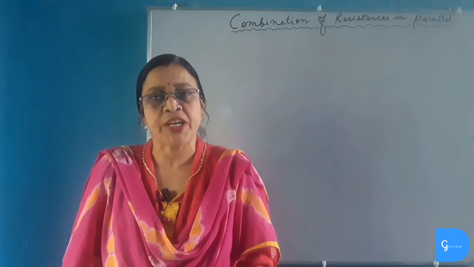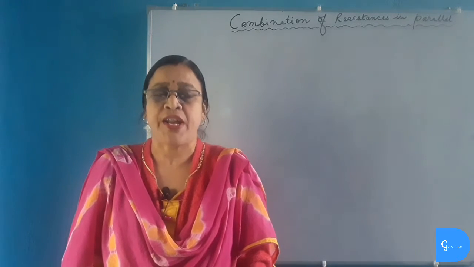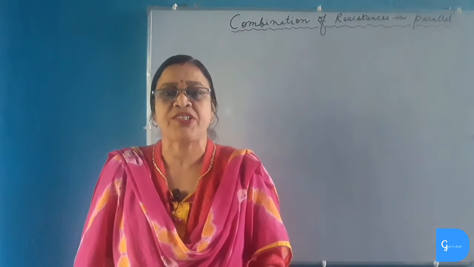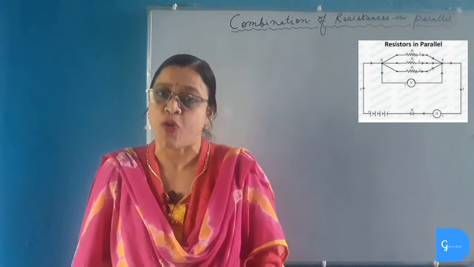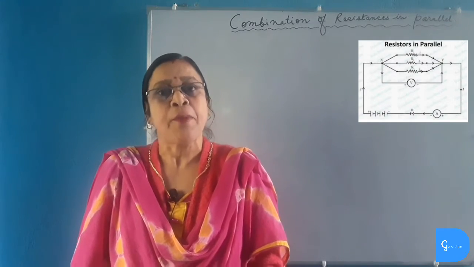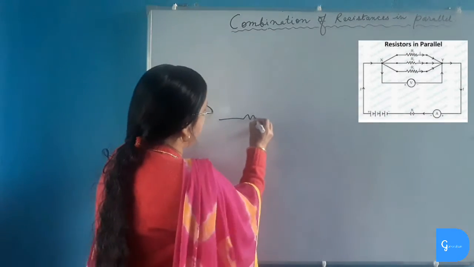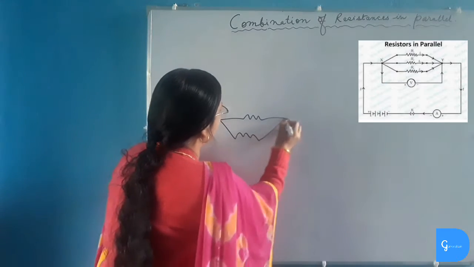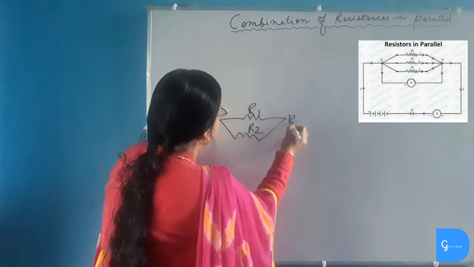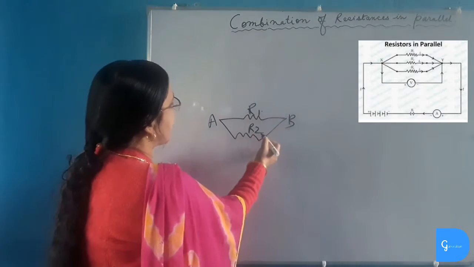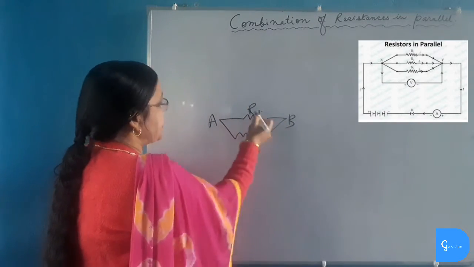Today we are going to study about the parallel combination of resistances. In parallel combination of resistances, two or more resistances are connected between the same 2 points. Then they are said to be connected in parallel. Suppose resistance R1 and resistance R2 are connected between the points A and B. Then these resistance R1 and R2 are said to be connected in parallel.